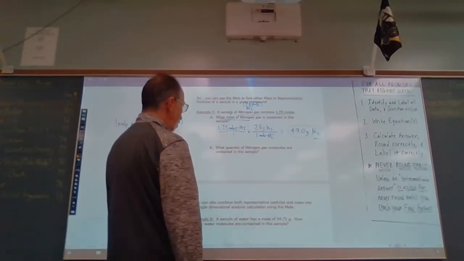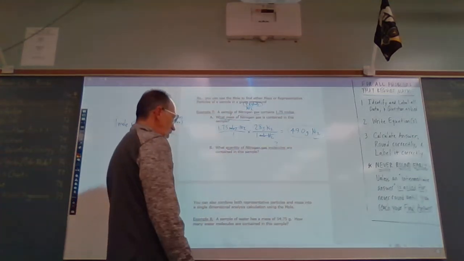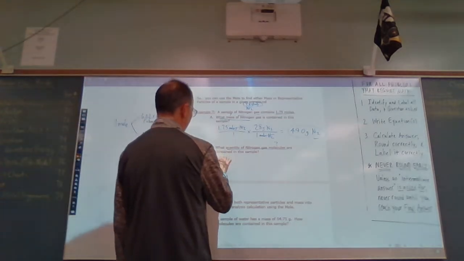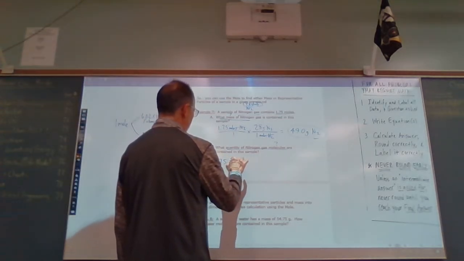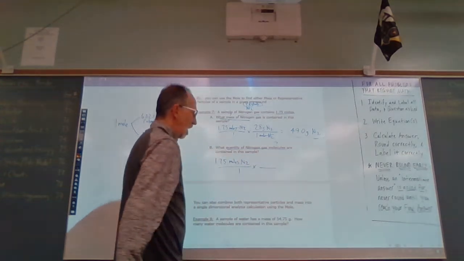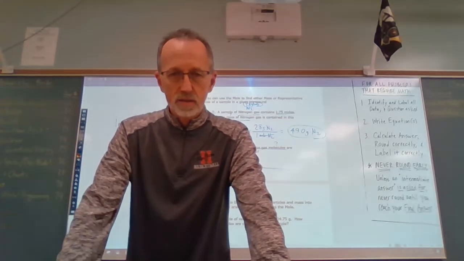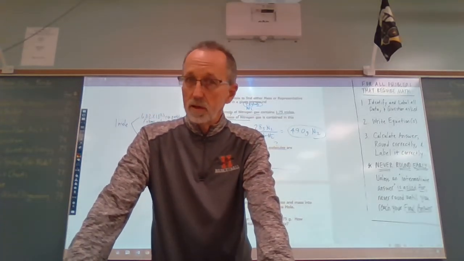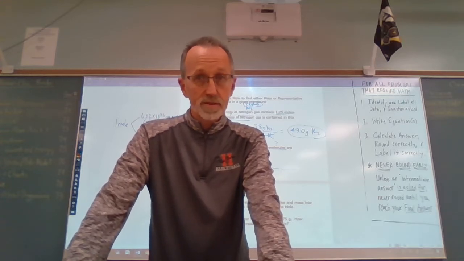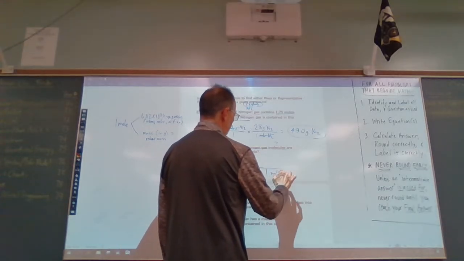Now, part B. What quantity of molecules are contained in this same sample? Well, we have the same quantity, 1.75 moles. Start with that again, but now we want to go to molecules. What's the relationship between a mole and molecules? A molecule is a representative particle. The relationship between moles and particles is Avogadro's number. So the 1 mole is still going to go down below here.